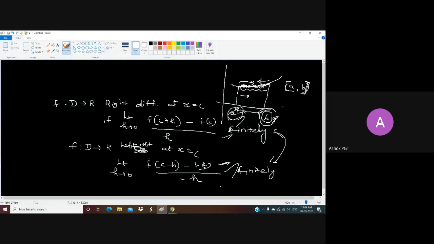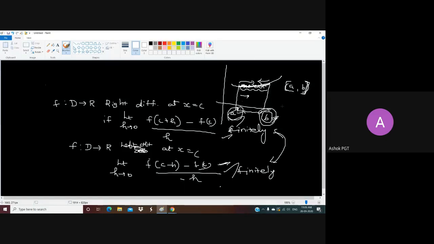And the last important point: if a function is differentiable at a point, then it is also continuous at that point. The converse may not be true. That is, if a function is continuous at a point, then it may not be differentiable at the point. We already discussed this point.